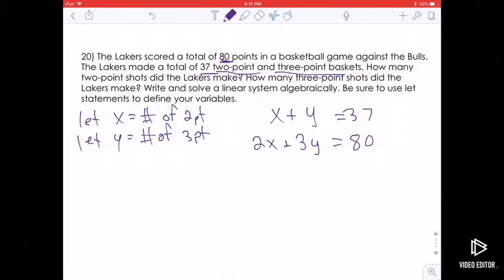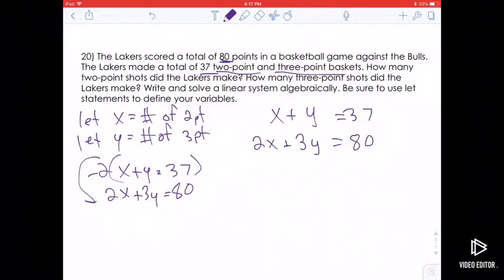Me personally, I like using elimination, so I'm going to have x plus y equals 37, and 2x plus 3y equals 80. I'm going to multiply the top one by negative 2 because I want opposites here. So negative 2 times x is negative 2x. Negative 2 times y is negative 2y. Negative 2 times 37 is negative 74.